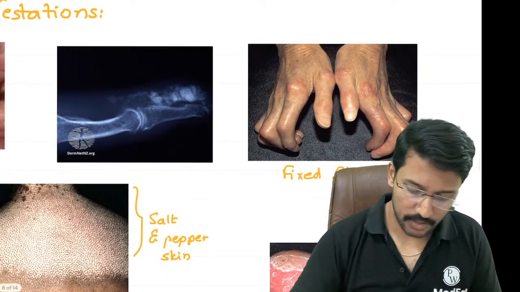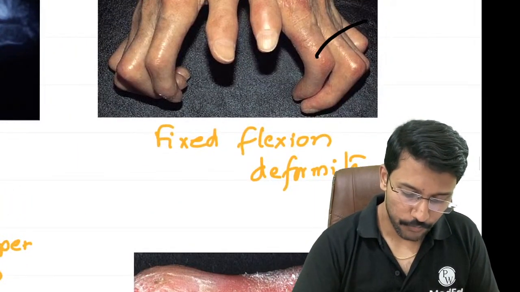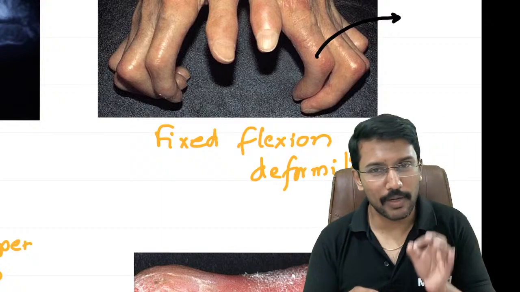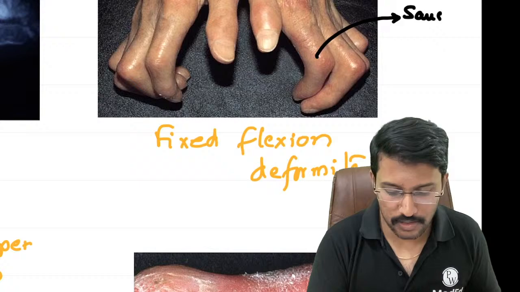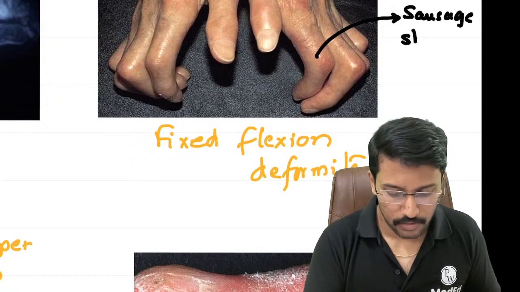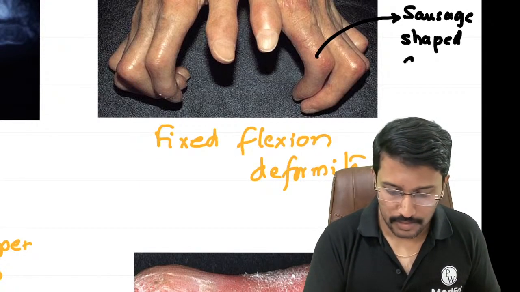Another point you can note here is that when you look at the fingers, they do not look proper and slender. They look like sausages. So we call these sausage shaped digits.